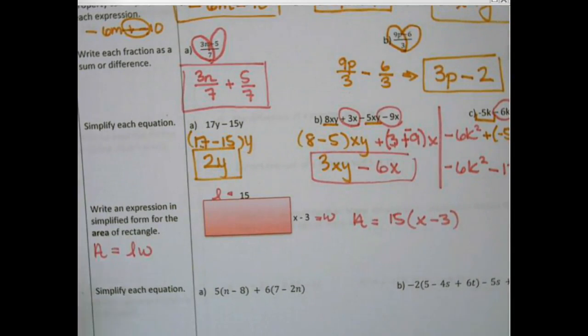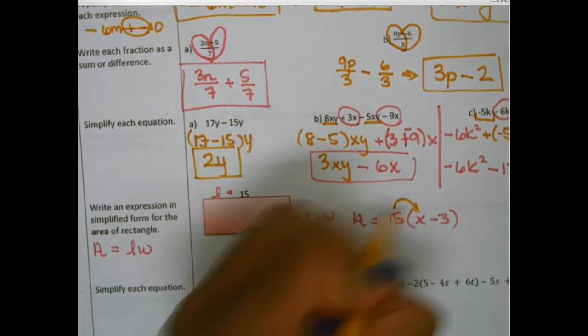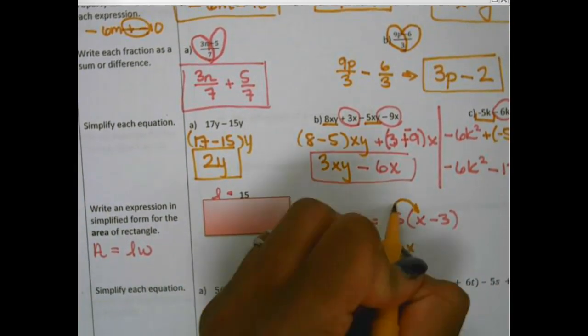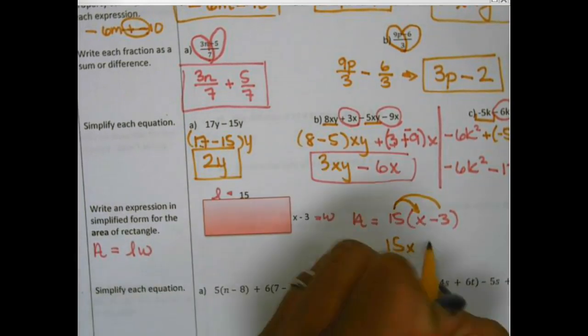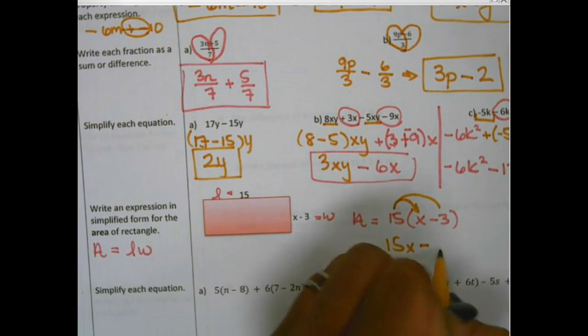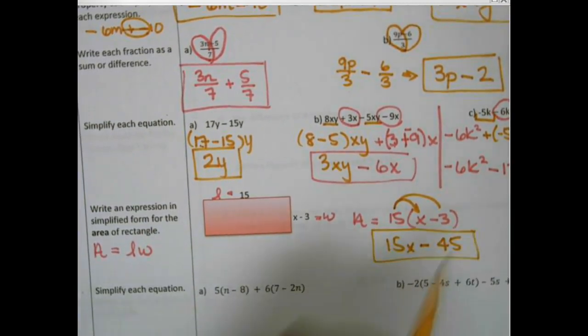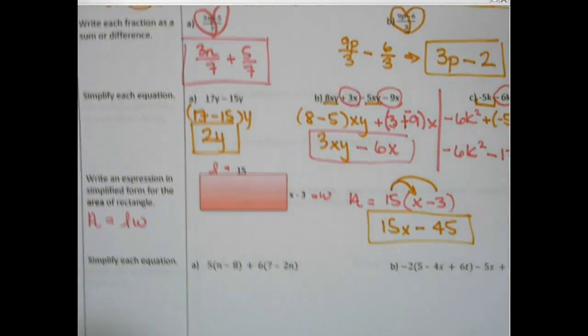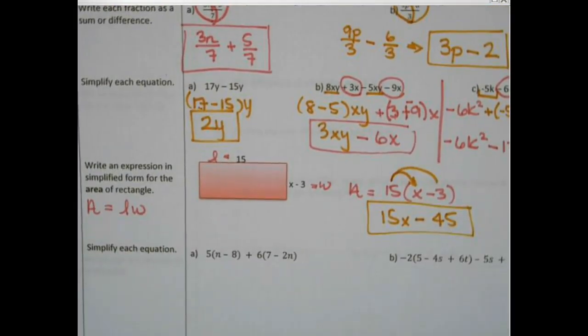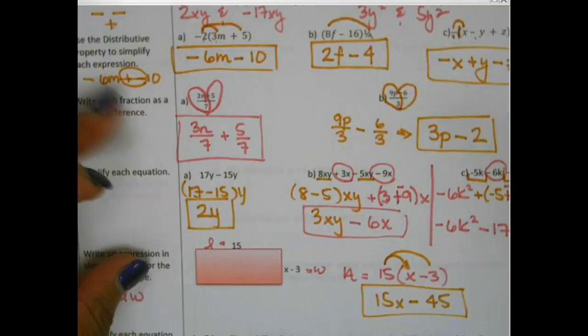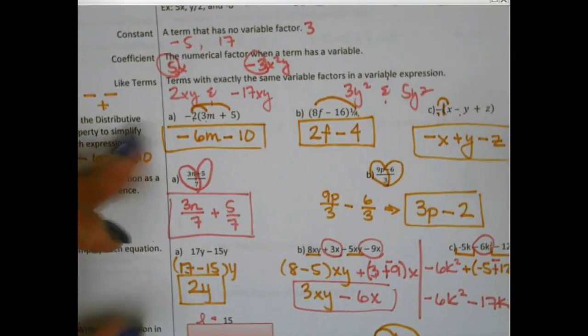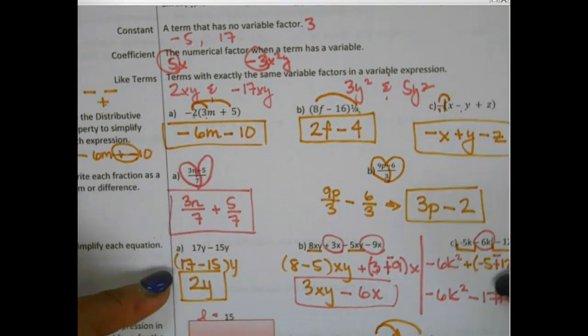And then I will distribute. 15 times x is 15x. 15 times negative 3, positive times a negative is negative 45. Beautiful.